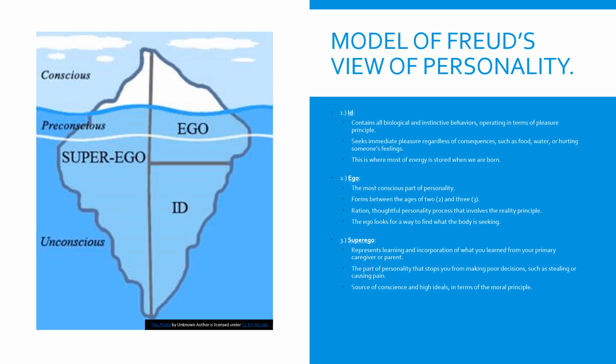We don't just take it from someone or take it from something. We ask if we can do it. So we start to develop that in our personality. And our superego, you can kind of see, is above and both below the unconscious and conscious there. And this represents learning and incorporation of what you've learned from your primary caregiver or parent.